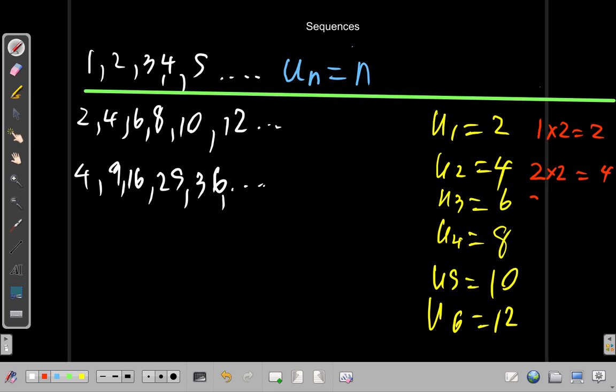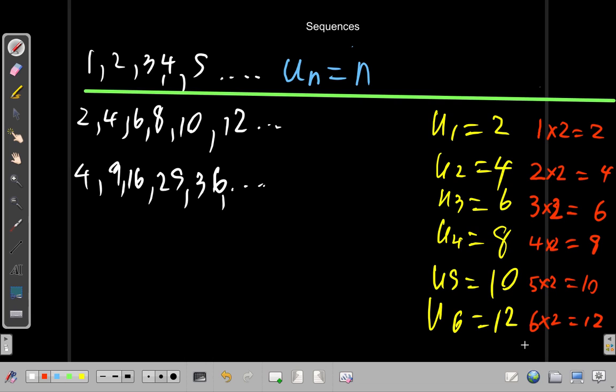The third term, in position number 3, suppose we multiply it by 2, we get 6. In the fourth position, term number 4, multiplied by 2, we get 8. Seems to be working. In the fifth position, term number 5, multiplied by 2, we get 10. Term number 6, sixth position, 6 by 2 gives you 12.